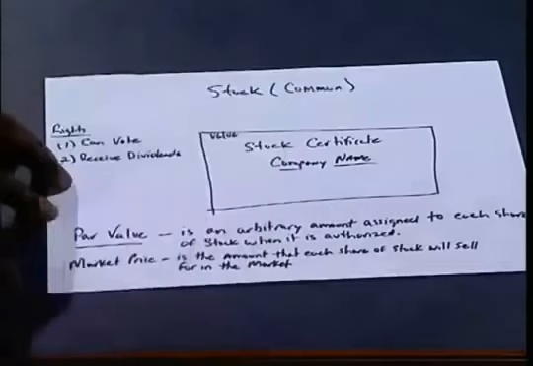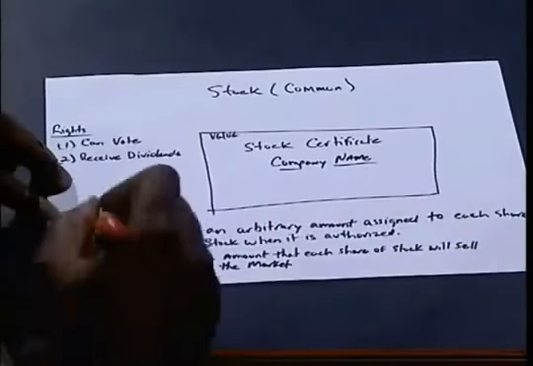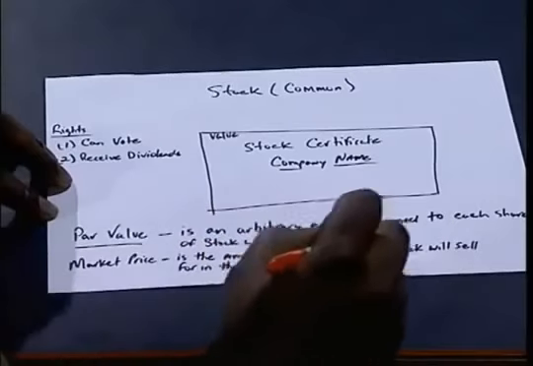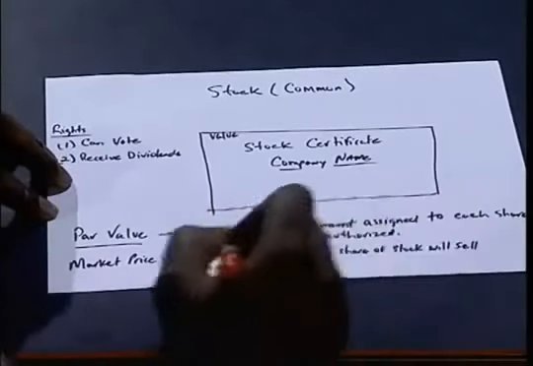Of course, you always have what they call market price, which is different from the par value. And the market price is the amount that each share of stock will sell for in the market. Of course, that's going to vary depending on how the market is trading on that particular stock. That's common stock.